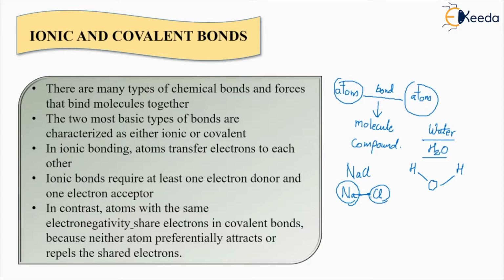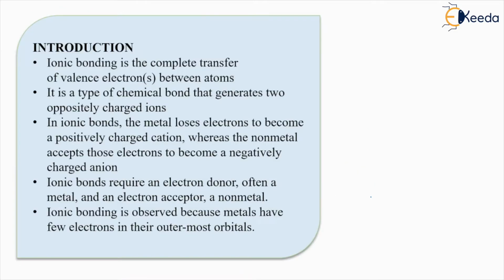So there are many types of chemical bonds and forces that bind molecules together. The two most basic types of bonds are characterized as either ionic or covalent. In ionic bonding, atoms transfer electrons to each other. Ionic bonds require at least one electron donor and one electron acceptor. In contrast, atoms with the same electronegativity share electrons in covalent bonds because neither atom preferentially attracts or repels the shared electron. Now let us first see the difference between atoms and ions.